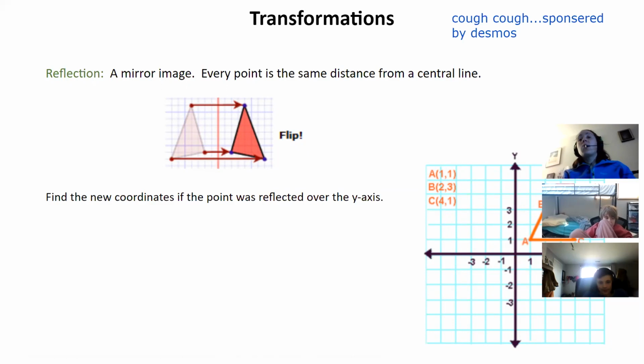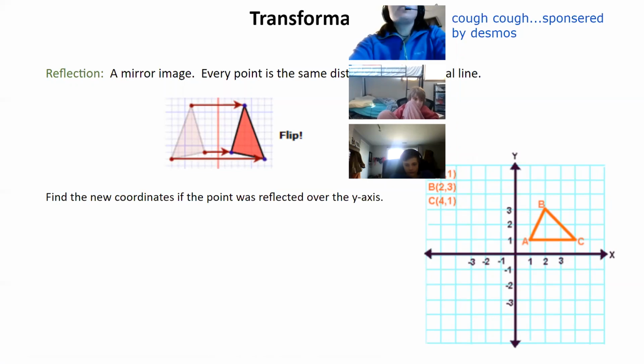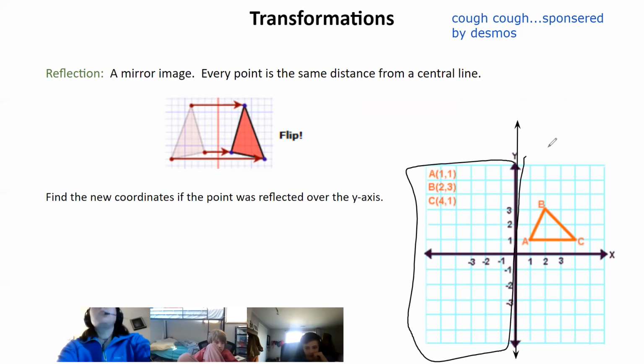Okay, so in this question here, they want us to find new coordinates if every point is reflected over the y-axis. So that means that every point should be the same distance from the y-axis. Okay, so imagine, and you can draw it in if it helps you, that this y-axis is your mirror. That's where the mirror is being laid down. And on the other side of the y-axis over here should be that flipped image. So we could do it a few ways.